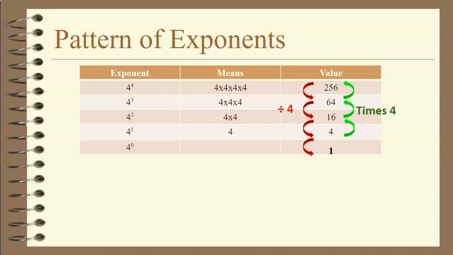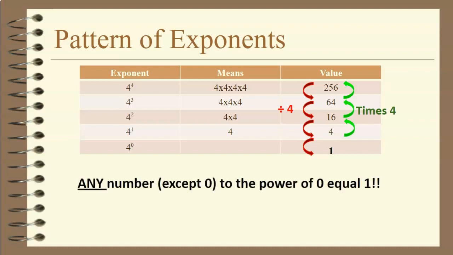And we could go on and on with more examples, but I think you can see the pattern there. Any number except 0 to the power of 0 equals 1. It could be 1,000,000 to the 0 power. It would be 1. X to the 0 power, it's 1. Any number to the 0 power is 1.